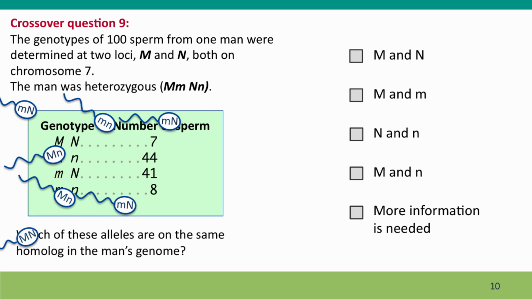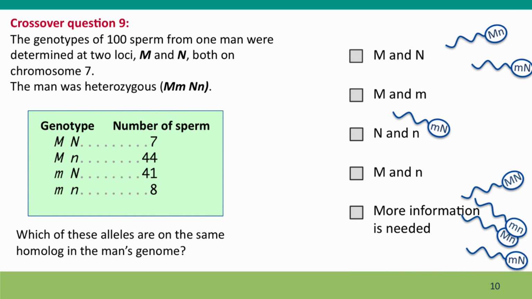So here's the problem. You're given the genotypes of 100 sperm, and you have to use this information to infer which alleles were on the chromosome he inherited from his mom and which on the chromosome he inherited from his dad.